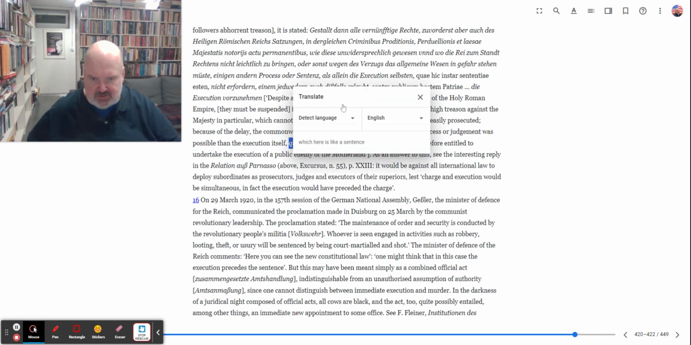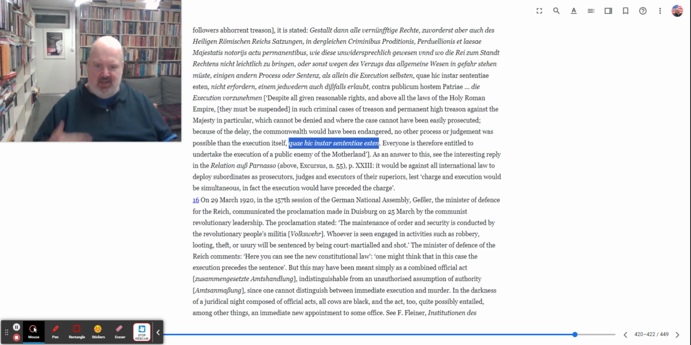This is Latin, which here is like a sentence. Therefore, it is here like a sentence. Everyone is therefore entitled to undertake the execution of a public enemy of the motherland.